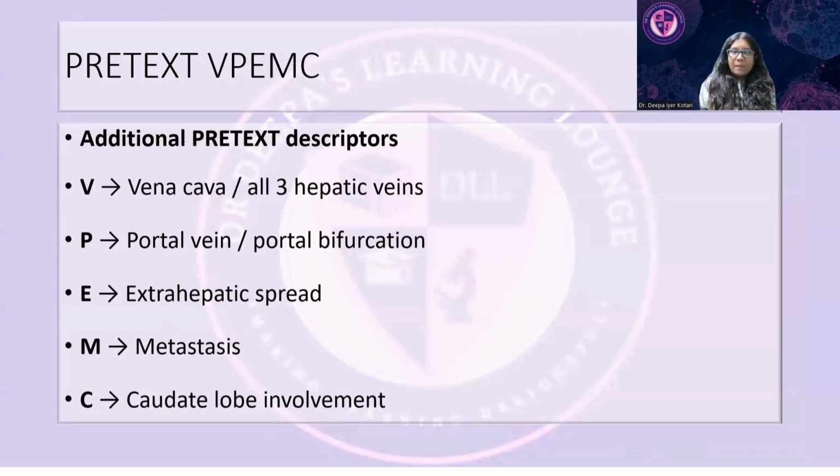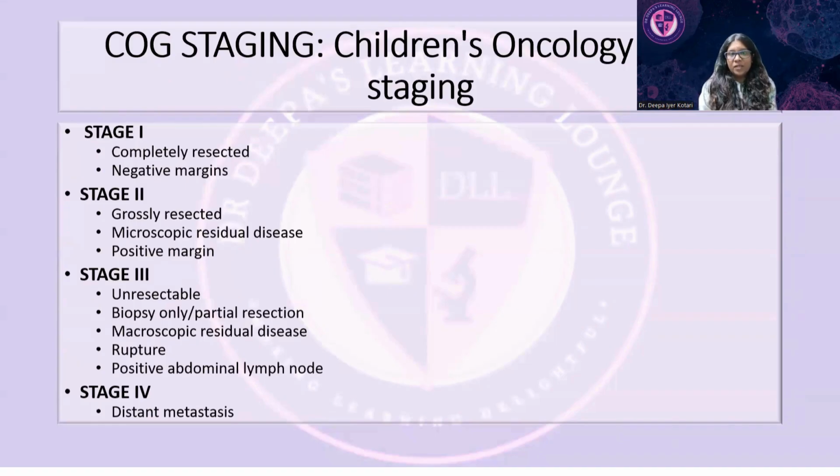The PRETEXT is supplemented by additional descriptors too. V indicates the venous involvement, which means it is involving the vena cava. P indicates the portal venous involvement or the portal bifurcation. E indicates the extrahepatic extension and M indicates metastasis. The C indicates the caudate lobe involvement. So a useful memory aid is VPEMC. This is an additional caveat that they would tell you in addition to the PRETEXT staging.